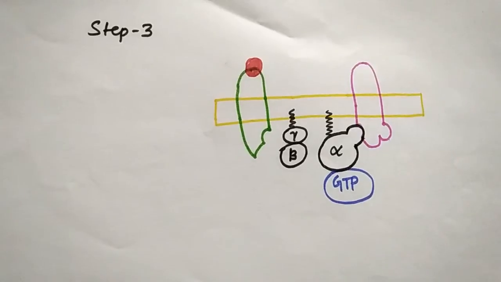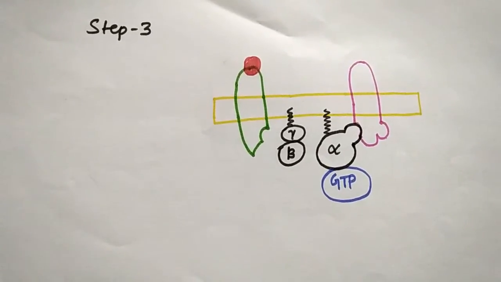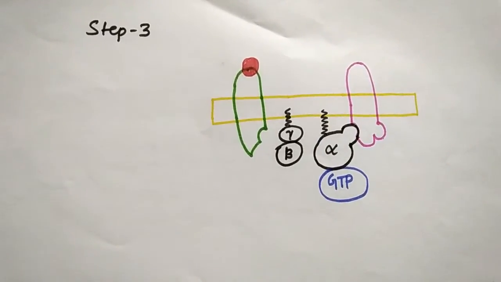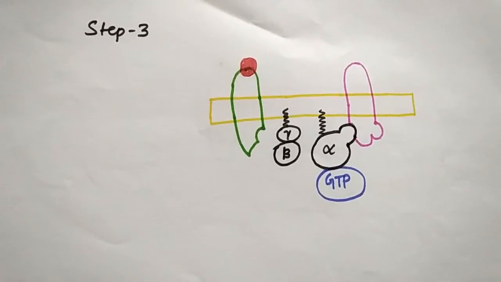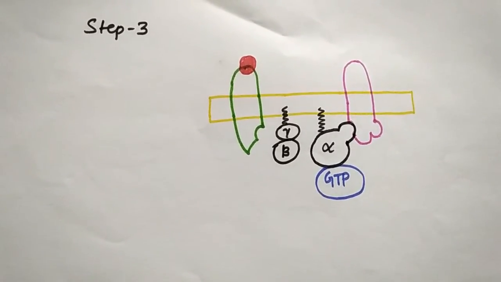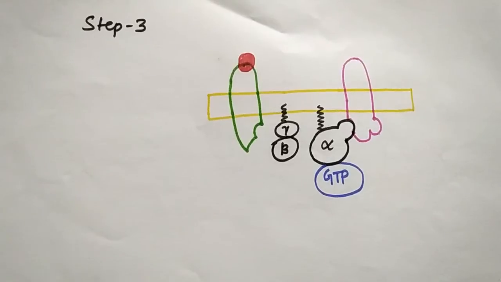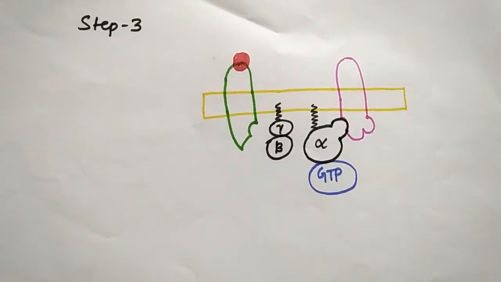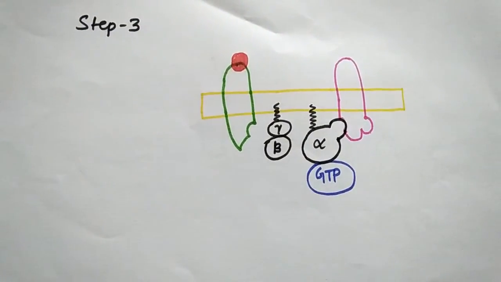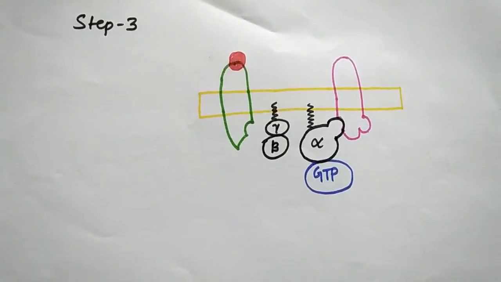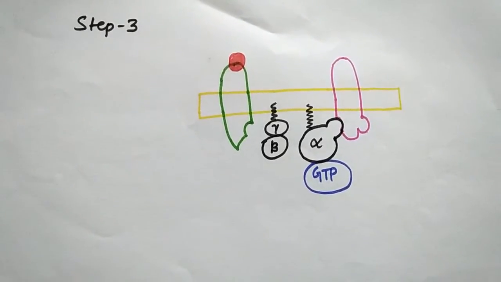In its GTP-bound conformation, the G alpha subunit has low affinity for G beta and gamma subunits, leading to its dissociation from the beta-gamma complex. Each dissociated G alpha subunit is free to activate an effector protein such as adenylyl cyclase.